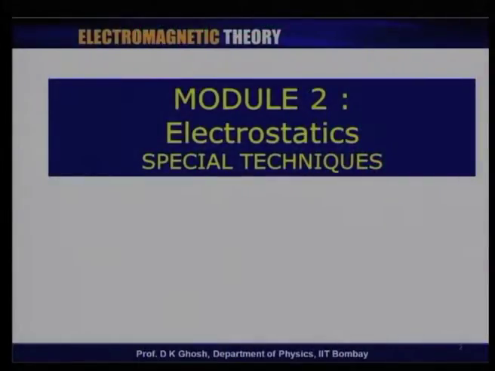We have been talking about special techniques in solving problems of electrostatics, using the advantage that is given to us by the uniqueness theorem in solving Laplace's and Poisson's equation. What we did last time is to talk about the problem of a point charge in front of a grounded conducting sphere. What I mean by that is that the sphere is to be maintained at 0 potential.